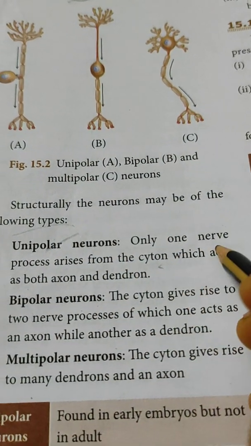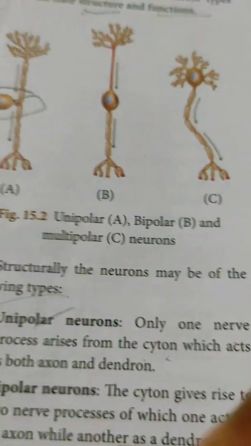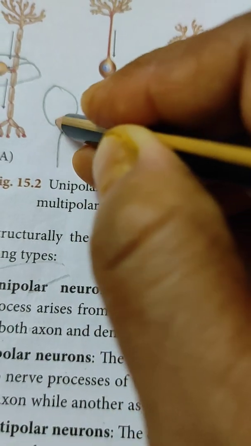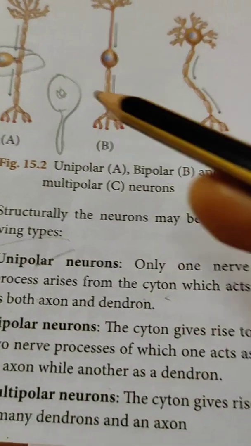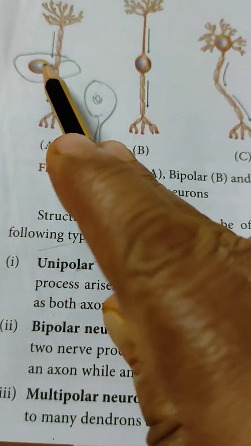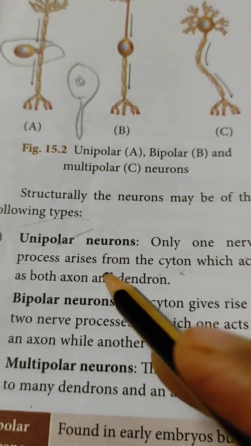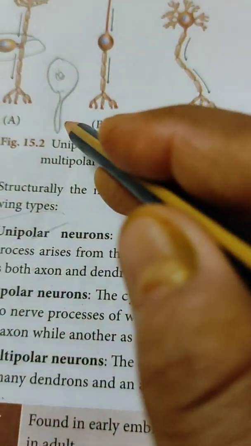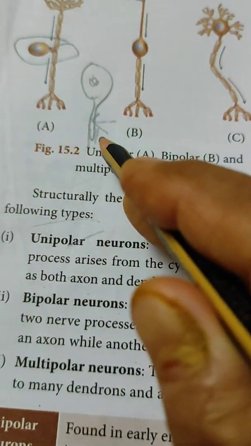A unipolar neuron will have only one nerve process arising, this part. If you draw it like this, for a unipolar neuron you have to draw only the cyton, with only one projection. No other projection is there. This is the cyton and this is one small part, the axon. Only one nerve process arises from the cyton, which acts as both axon and dendron. This is called a unipolar neuron.